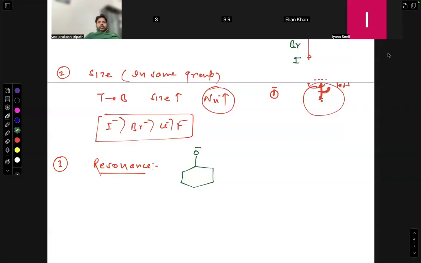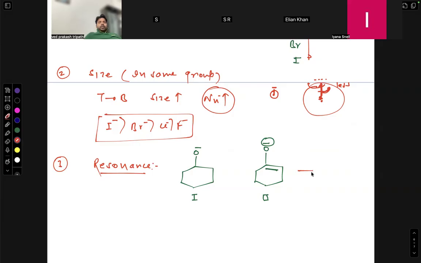Yes, fluorine is a nucleophile, yes, because of the lone pair. Now look at these two species and tell me which one is in resonance, one or two. I have discussed resonance a lot in my previous videos. You can see this negative and the double bond are in the alternate position, so it is in resonance.